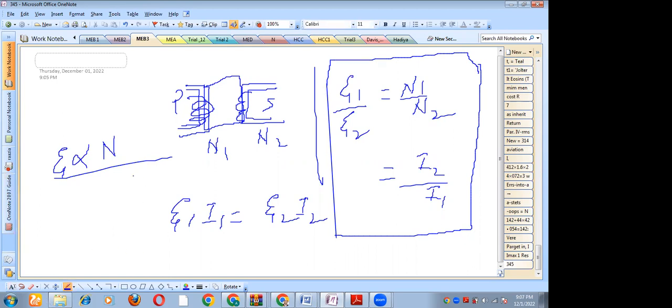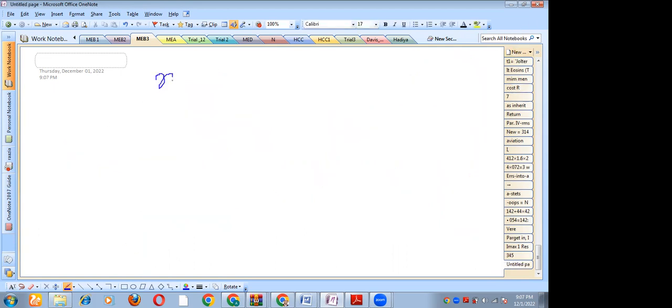And also we will use some efficiency formula, like the efficiency of a transformer is given by power output by power input, right? Output power is the power across the secondary, that is, you can write it like I2 into EMF E2.